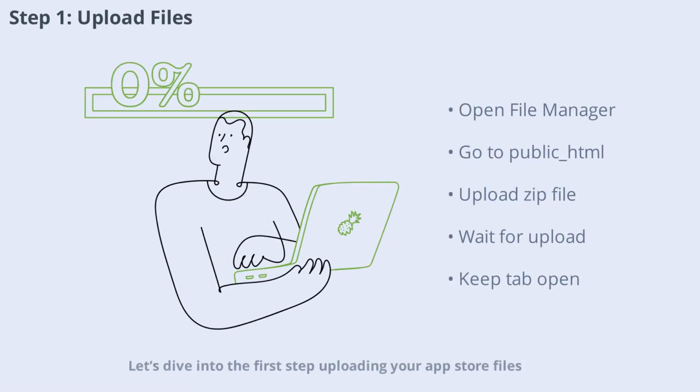Let's dive into the first step, uploading your App Store files. Log into your hosting panel and open File Manager. Navigate to the public HTML folder. This is where your main website lives. Click the Upload button and select your software zip file from your computer or phone. Wait for the upload to finish, especially if your connection is slow. Once done, leave this tab open as you'll return after setting up the database. Remember, keeping your files in the right folder is crucial for your site to work correctly.